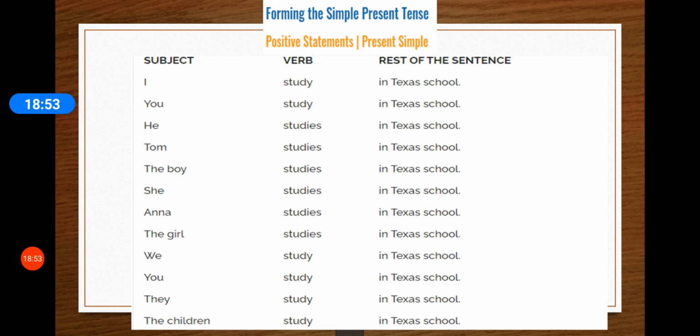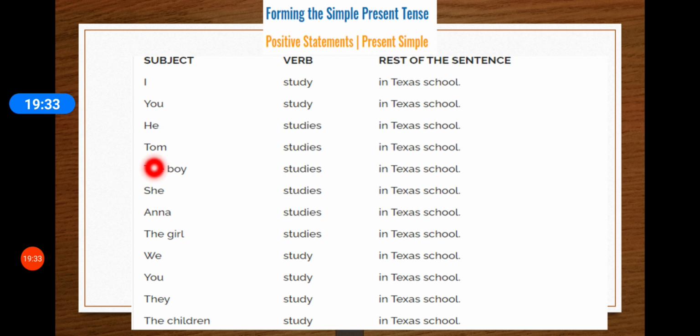So, how do we form simple present tense? Subject, verb and rest of the sentence. I have taken the same verb and the rest of the sentence is also the same so that you know for different subjects what should come in the verb. Like I study in Texas school. You study in Texas school. He studies in Texas school. It won't be study, we will add IES. Third person singular.